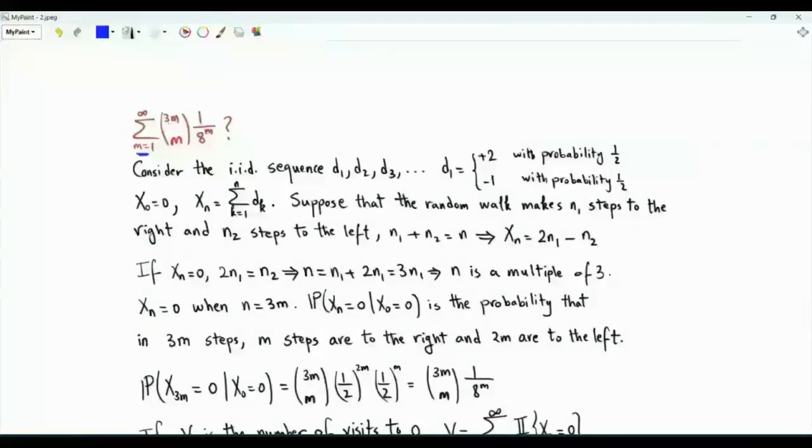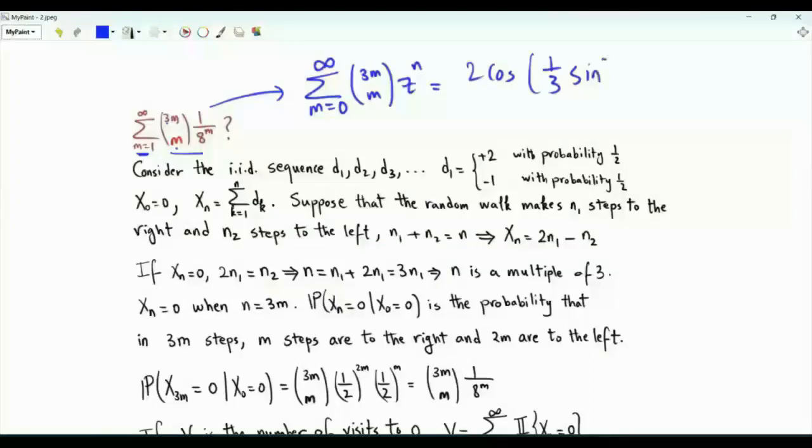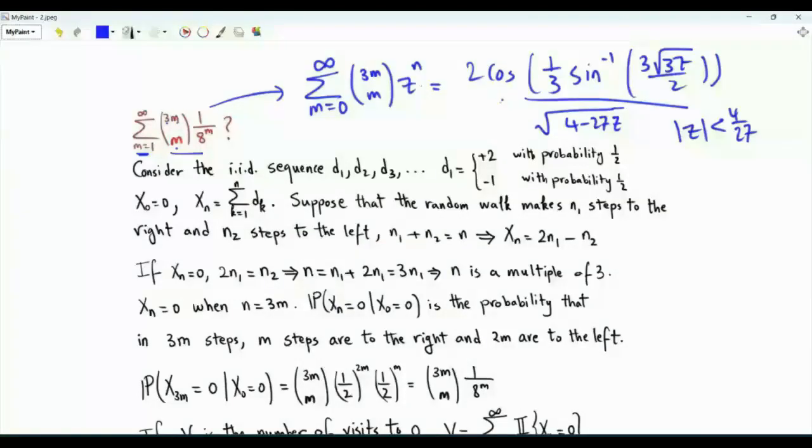We have summation m from 1 to infinity, 3m choose m, 1 over 8 to the power m. To obtain this summation, one way is to investigate the generating function of 3m choose m. To obtain this, we may need the hypergeometric function or other special functions. The result that we get is, after obtaining the generating function, we can just put z equal to 1 over 8.